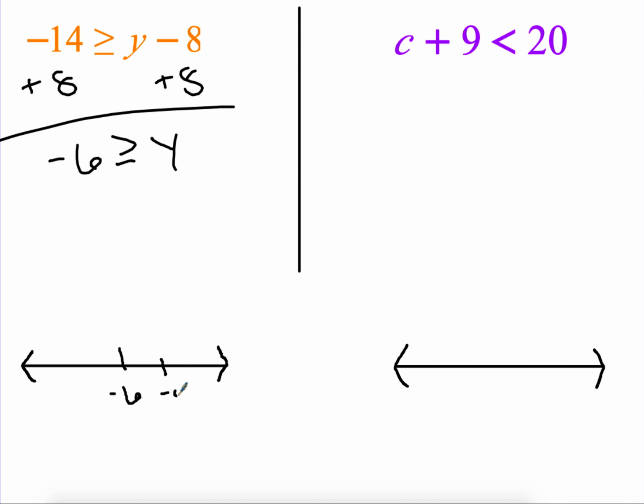So I'm going to start my graph at negative 6. To the right of negative 6 on the number line would be negative 5. To the left would be negative 7. I'm counting backwards because it is negative. Because I have the or equal to symbol, I'm going to do a closed circle on negative 6.